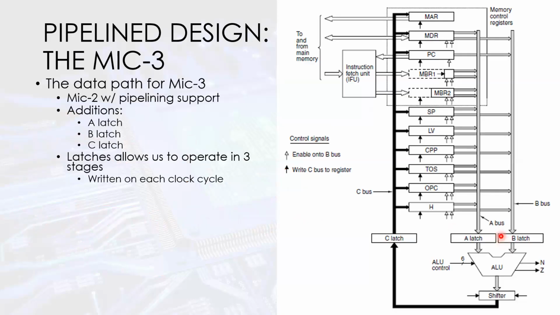So if you think about it that way, the data flowing out of these registers onto the A and the B bus comes down and latches into these A and B latches. Think about it like this: I have instruction 1 happening right there. Then I go to the next cycle, and my data for instruction 1 is saved in these latches.